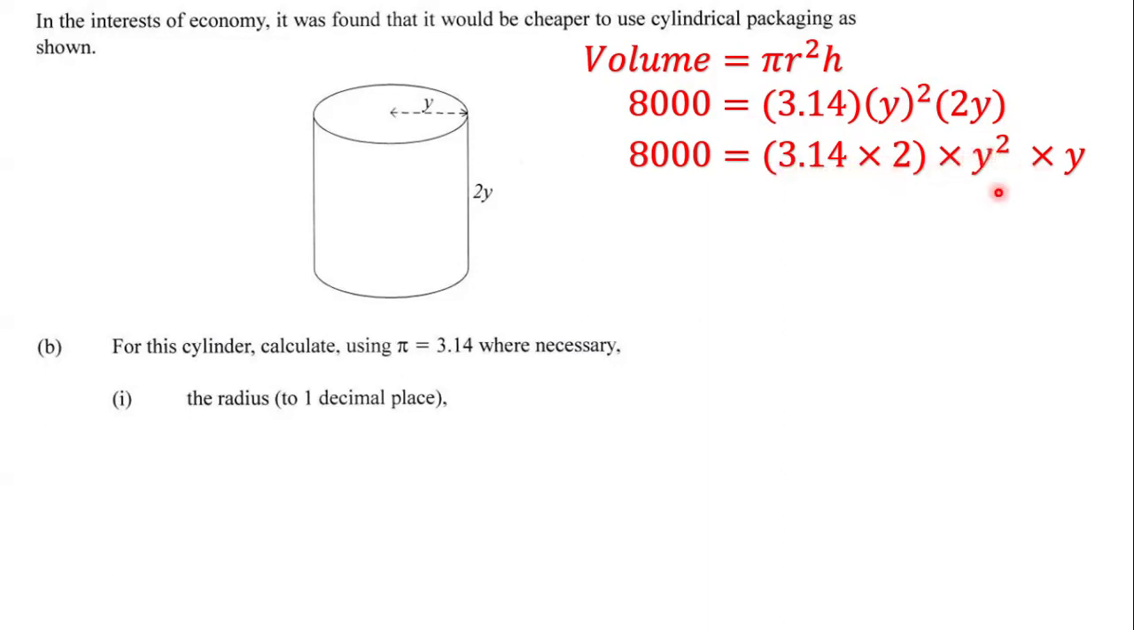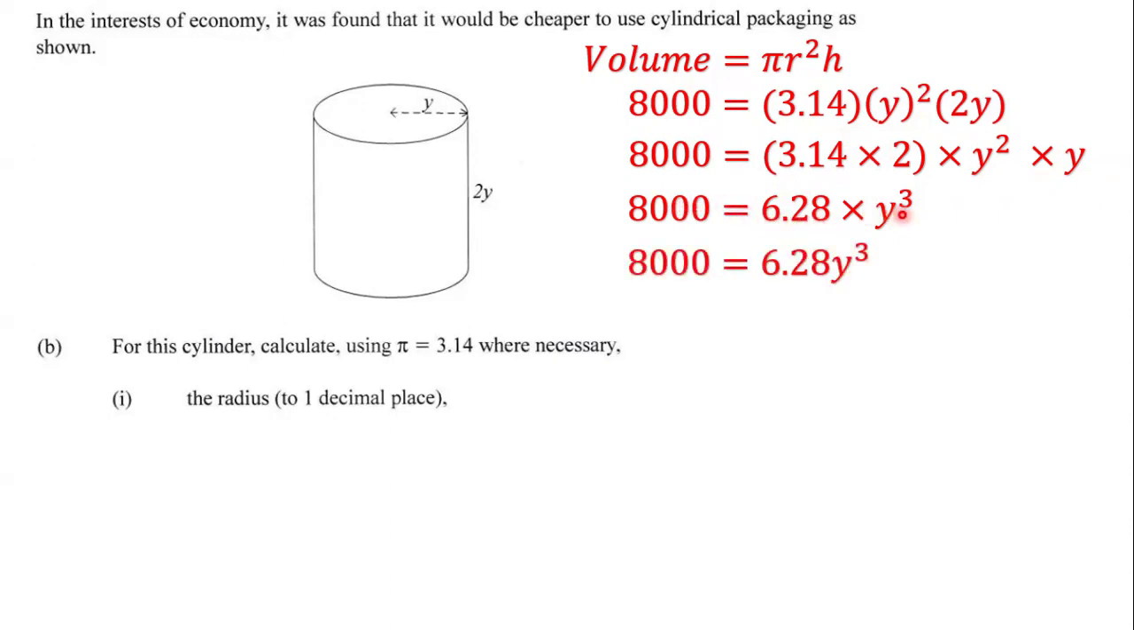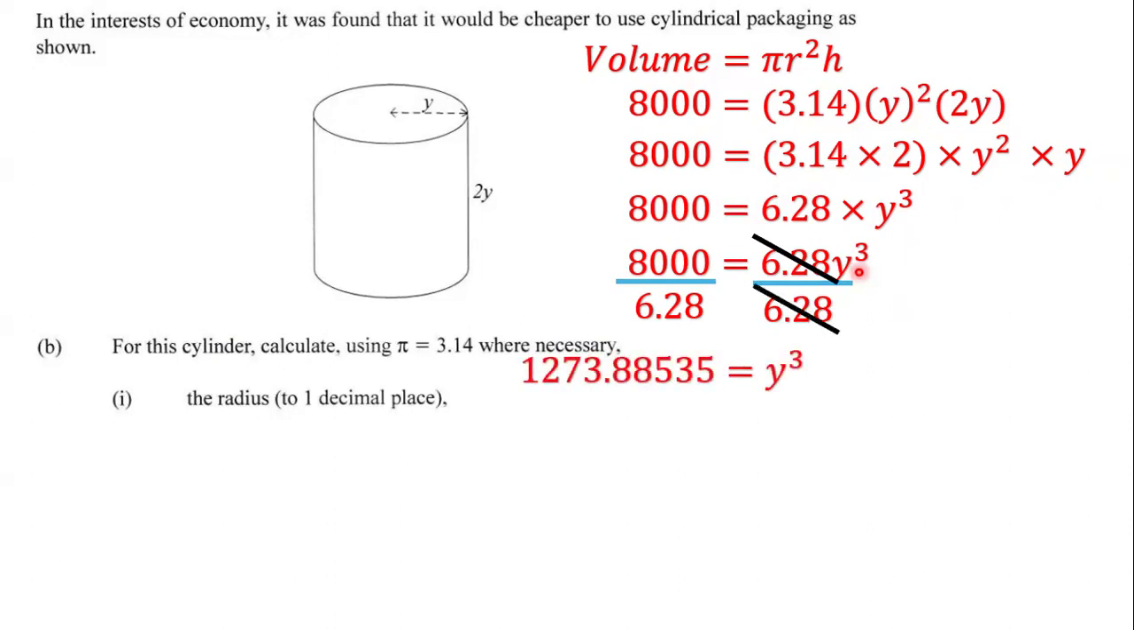We have y squared times y. Now, what is 3.14 multiplied by 2? Well, it's 6.28. So we have 6.28 multiplied by y squared times y. Now, y squared times y is y cubed. And so we have 6.28 times y cubed is equal to 8,000. We divide both sides of this equation by 6.28, so we can cancel this 6.28 with that 6.28. And so y cubed is equal to 8,000 divided by 6.28.